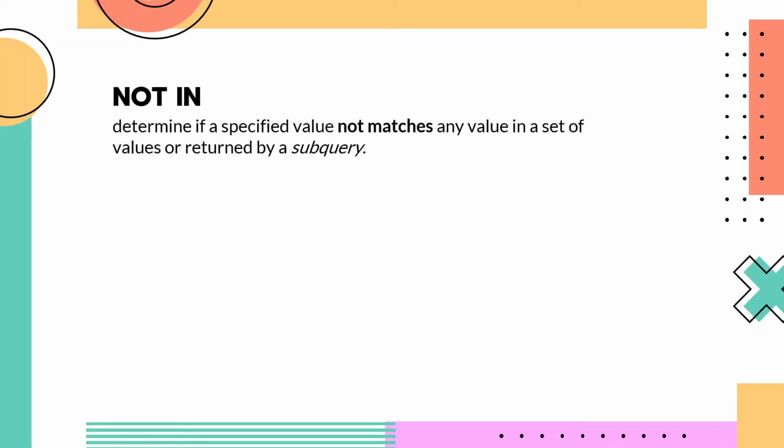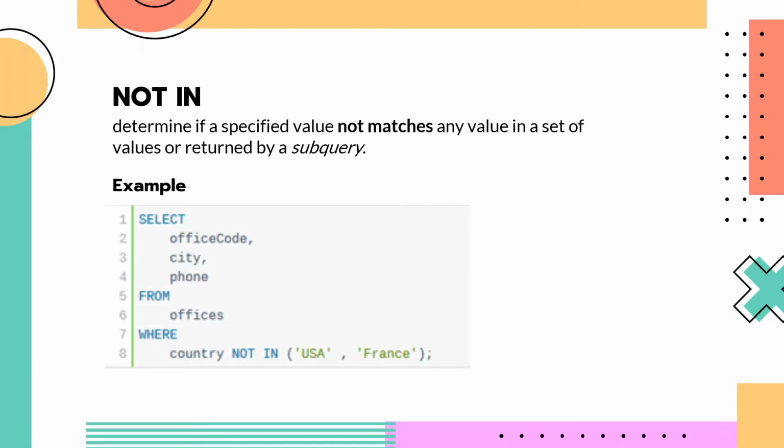Otherwise, the NOT IN operator allows us to determine if a specified value does not match any value in a set of values or returned by a subquery. The following shows an example of using the NOT IN operator. Select officeCode, city, phone from offices where country NOT IN ('USA', 'France'). So we will select the data if the country is not USA and not France.